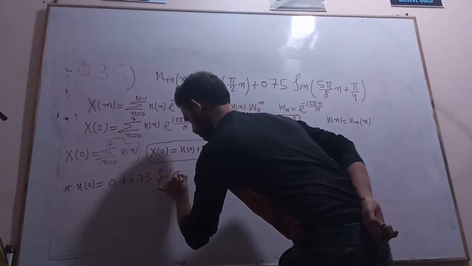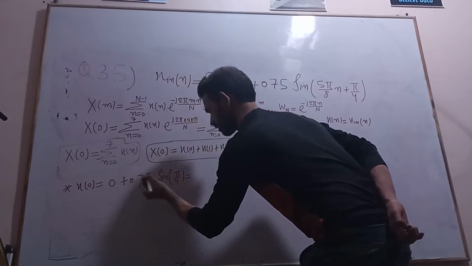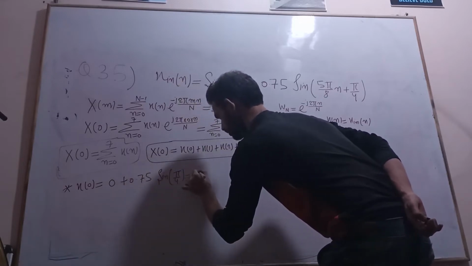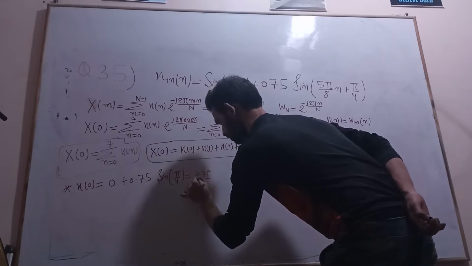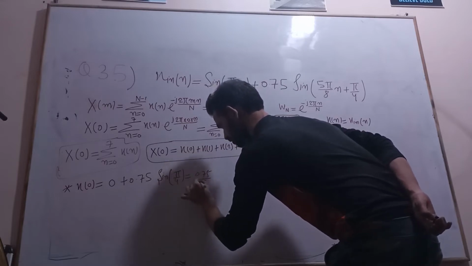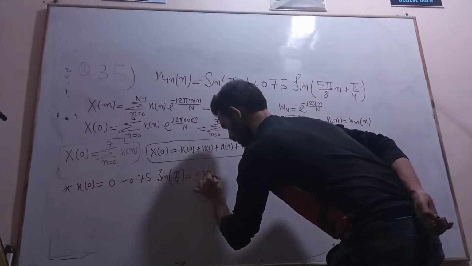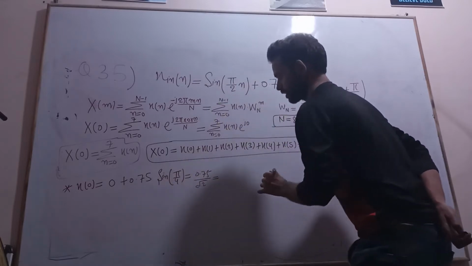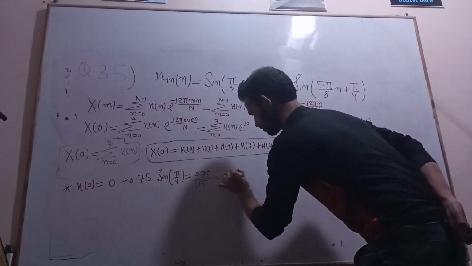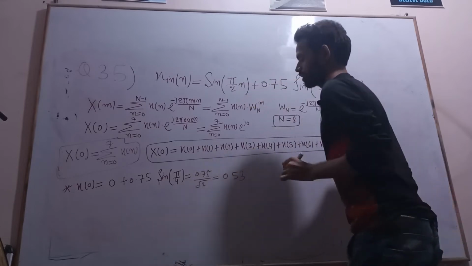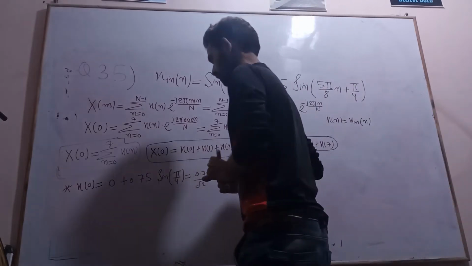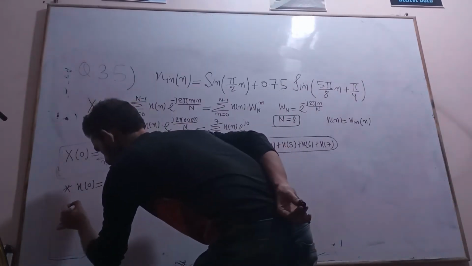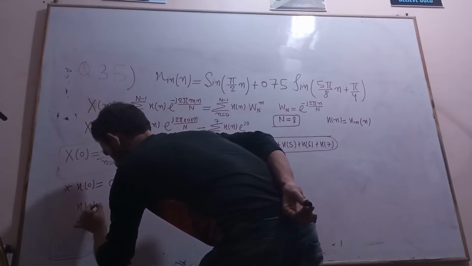What will you get here? You will get 0.75 into 1 by root 2. This is root 2, so you will get 0.53. So the value of x of 0 is 0.53.